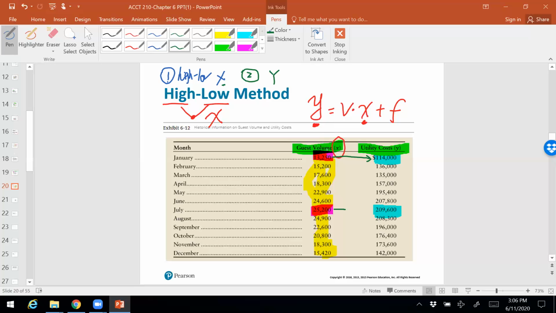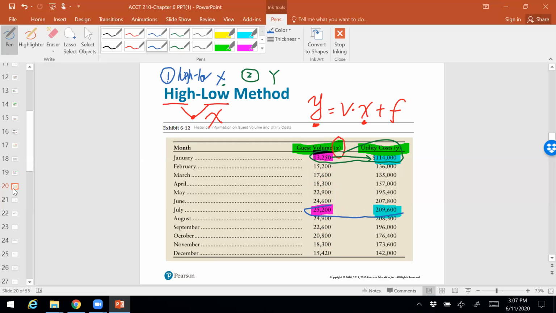So we have these two dots. This is the lowest one, and this is the highest one. Sorry, I don't know why the pen doesn't work. Okay, hold on. So this is the highest dot. So we have low and high.